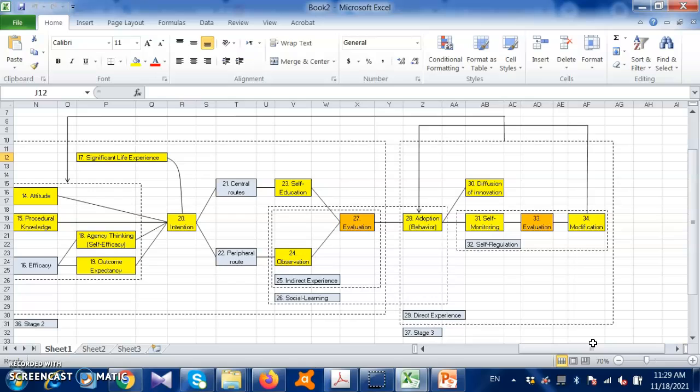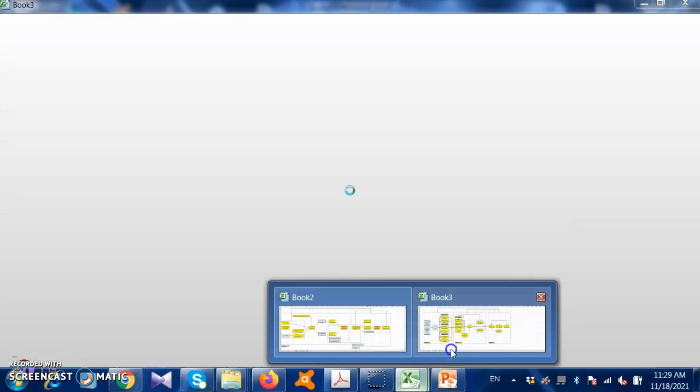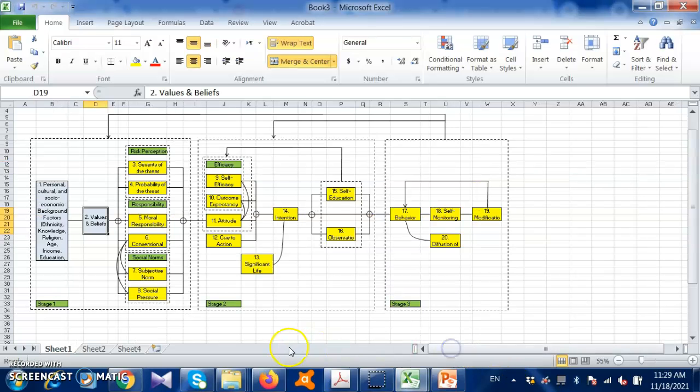The new theories that I added are the risk perception attitude framework, the health belief model, and the extended parallel process model. Now, the new model looks like this.